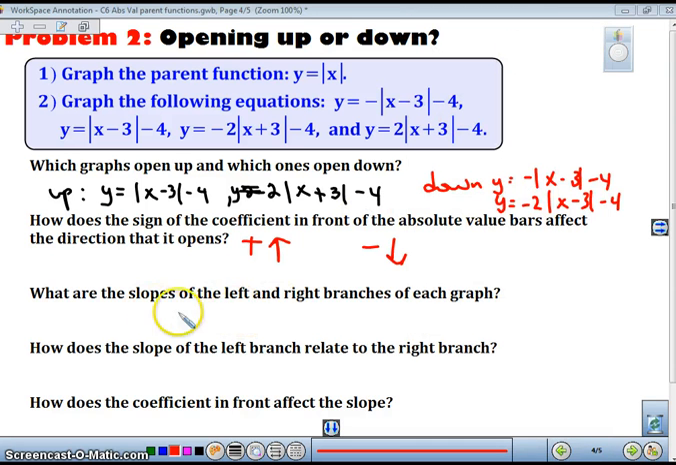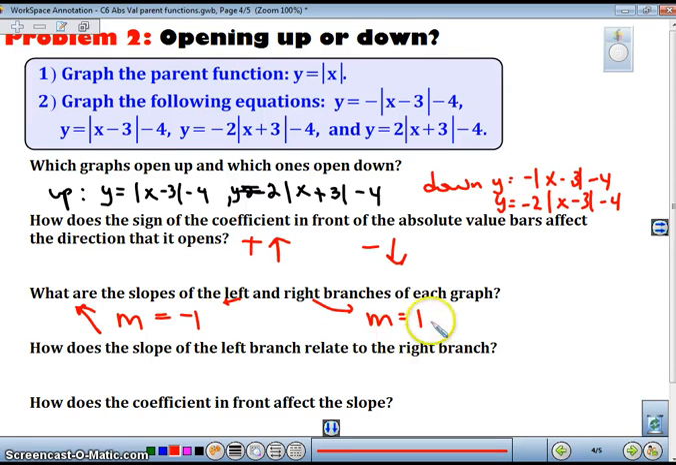Now, what are the slopes of the left and right branch of each one? Well, when we look at that, for the first 2, the graphs' slopes were the same. So what is the slope of the left branch? The left was a -1. When we look at the right branch of each graph, the slope was a +1.